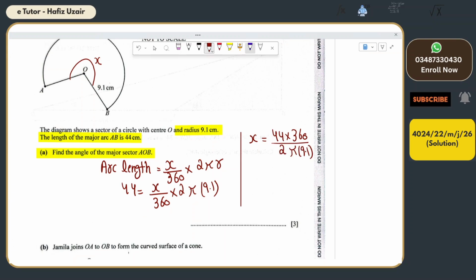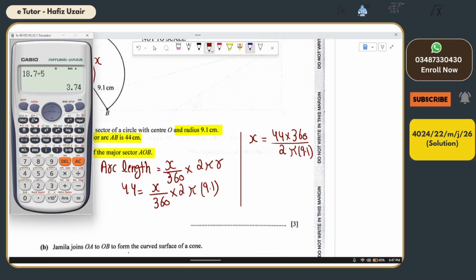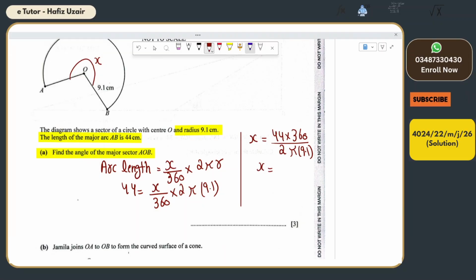Let's put this value directly on the calculator. So you have 44 multiplied by 360 over 2 shift pi and then multiply by 9.1. So this comes out to 277.03. So you can simply write x is equal to 277. So the angle over here is 277.